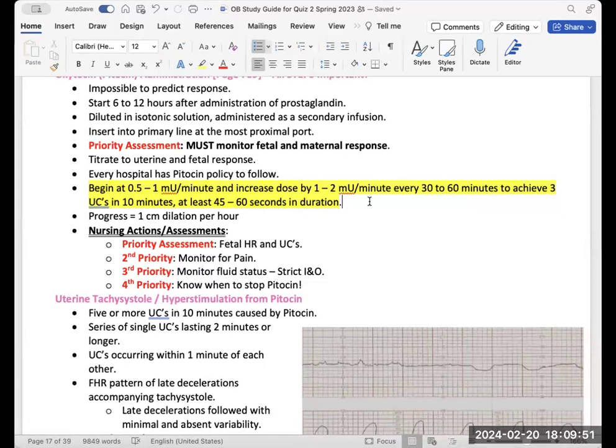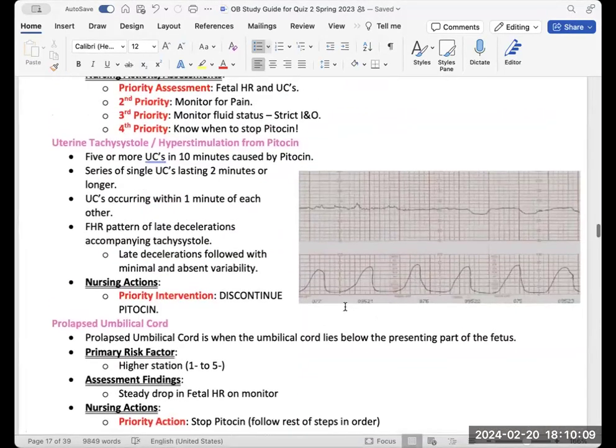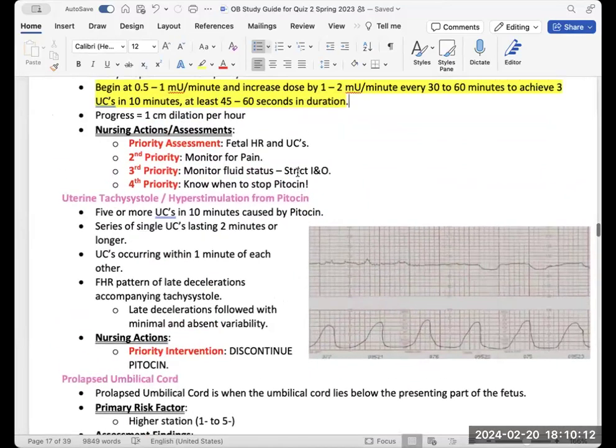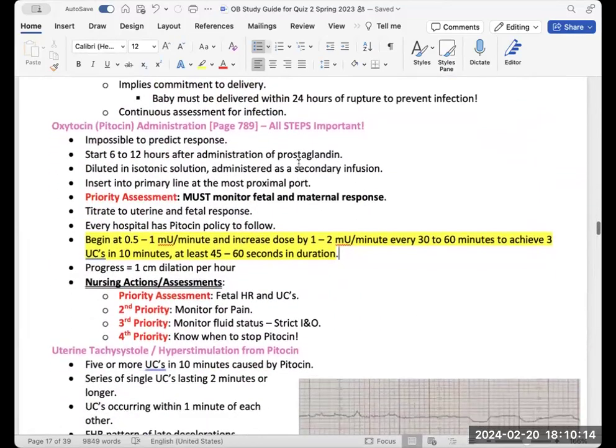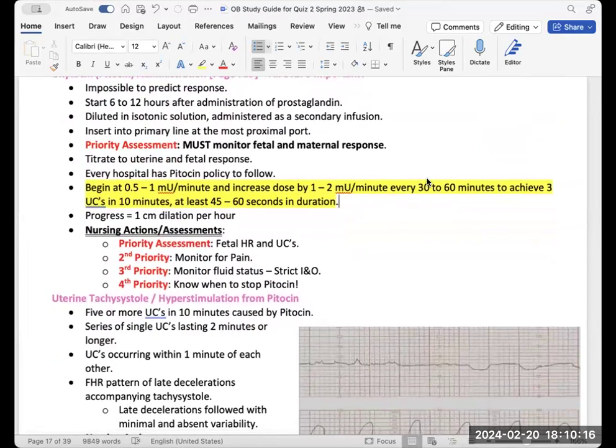So when we give oxytocin, our priority is always fetal heart rate, uterine contractions, monitor for pain, then we monitor for fluid status, and then we need to know when to stop Pitocin. And I'm going to show you where we stop Pitocin. And remember, we give this as a secondary infusion. So when would we stop Pitocin, right? It sounds like a pretty good drug, right? It's helping with contractions, it's helping get the baby out.